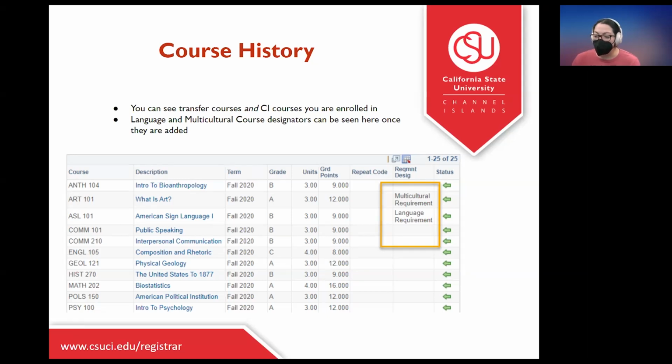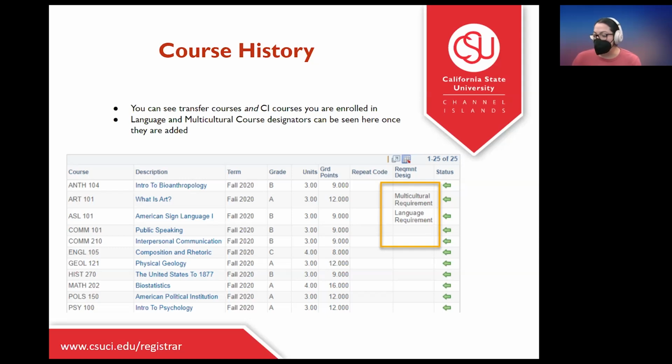Again, this is something that'll be added during your manual evaluation, so don't panic if you took a language course and it's not meeting the language requirement in your CAR. Might mean we just have to add the language designator. That happens during your evaluation. As long as you take a college level course with a C or better, that course can meet the language requirement. So if you're unsure whether a course meets the multicultural requirement or not, again, like Rachel said, reach out to us, send us an email.